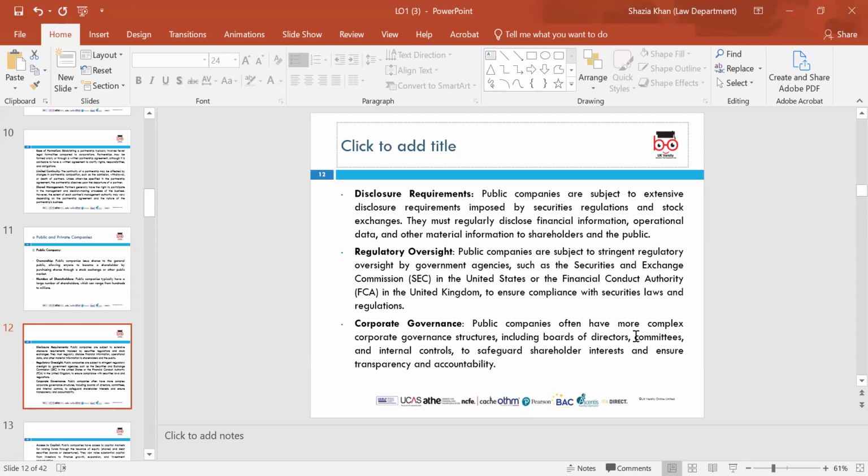Corporate governance. Public companies often have complex corporate governance structures, including board of directors, committees, and internal controls to safeguard shareholder interests and ensure transparency and accountability.